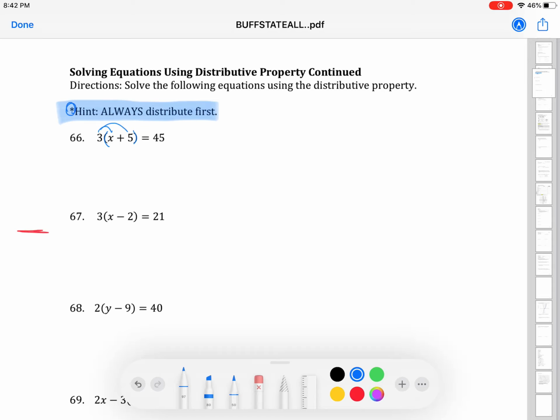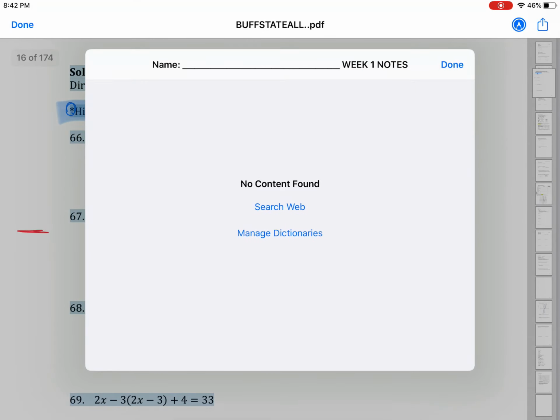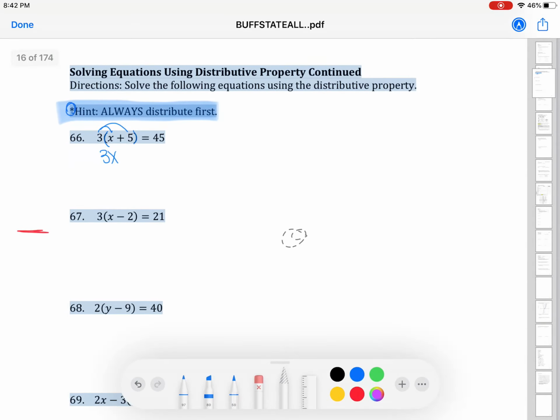Okay, so number 66 has the distributive property. 3 is being multiplied by x plus 5. That's 2 terms in there, so I need to distribute the 3 through to both of them. So 3 times x is 3x, and 3 times 5 is a plus 15.